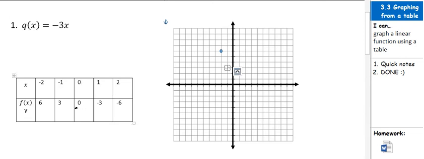Next, I'm going to put one at 0, 0. So that means I'm not going to go anywhere on either of them. 0, 0 is right here. Next, 1, -3. 1, 2, 3. Next, I'm going to do 2, -6. That means right 2, down 6. 1, 2, 3, 4, 5, 6.